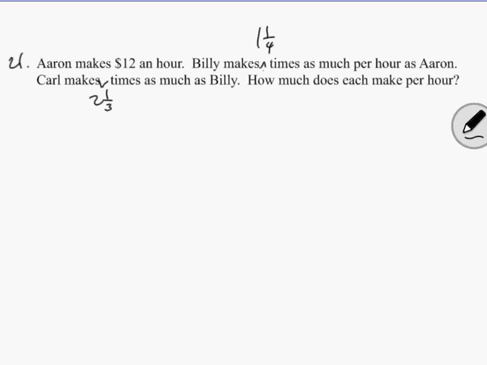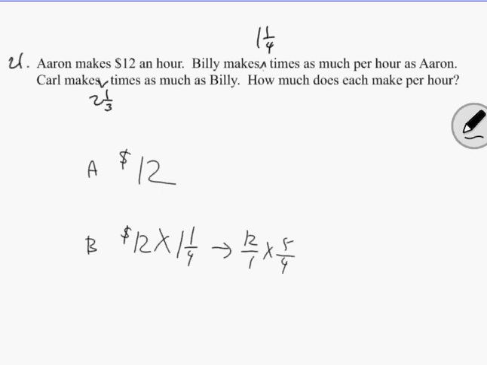So if Aaron makes $12, so Aaron, we're just going to keep it organized, is $12. Billy is that $12 multiplied by 1 1/4, or 1 1/4 times as much. If I think about how this is going to look, it's going to be 12 over 1 multiplied by 5/4, which is what 1 1/4 is, which is going to equal 60 over 4, which is going to equal 15 over 1, or just $15. So Billy makes $15. 60 divided by 4 is 15.